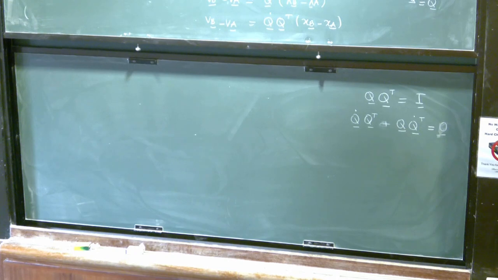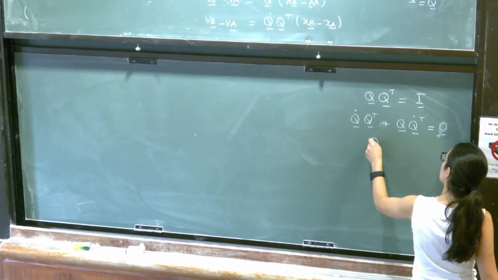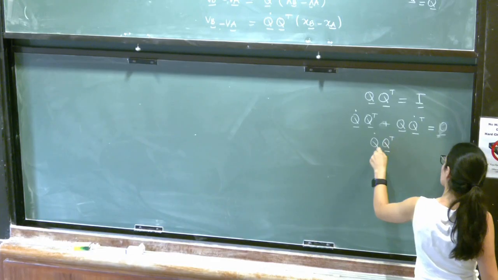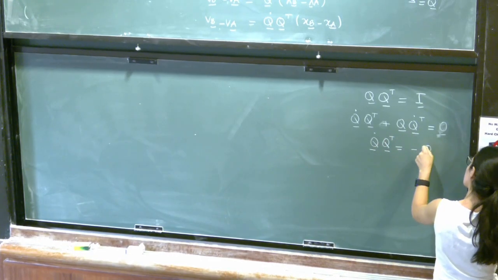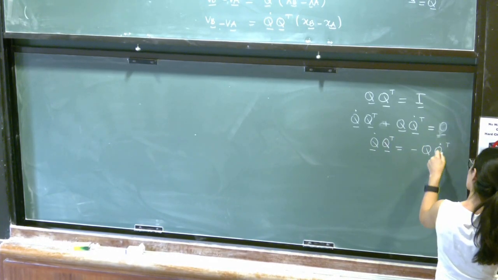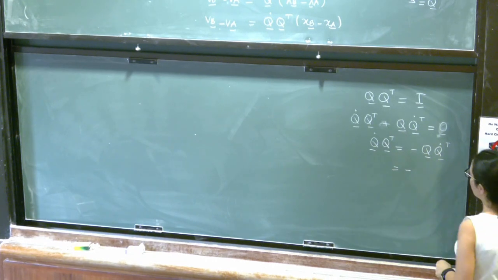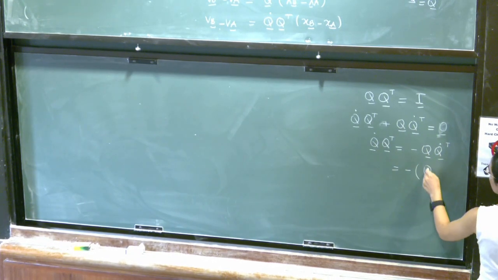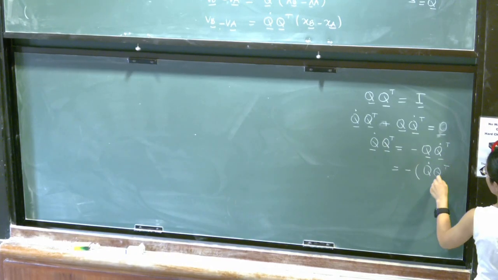Any questions so far? So I'm going through in a little bit of detail what we concluded with last Thursday. Okay, so the identity tensor is constant, so its derivative is going to be 0. So I have now that Q dot Q transpose is equal to minus Q Q dot transpose, which happens to be the transpose of Q dot Q transpose, with a minus sign.